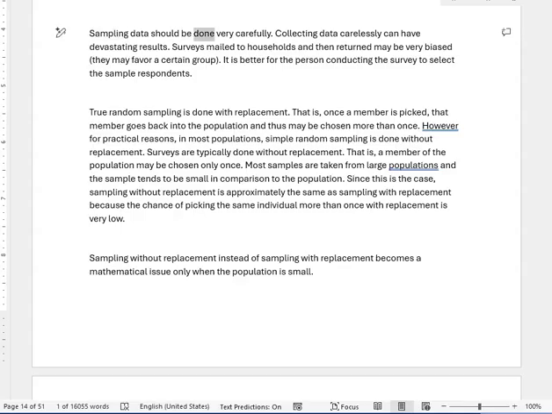Sampling data should be done very carefully. Collecting data carelessly can have devastating results. Surveys mailed to households and then returned may be very biased. They may favor a certain group.